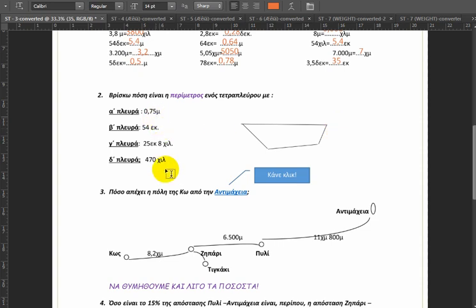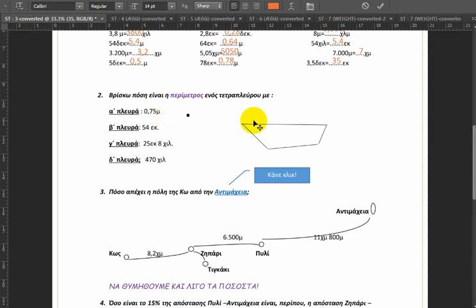Next one wants me to find the perimeter of this shape, so basically I just need to add all its sides here. So I need to do 0.75 meters plus 54 centimeters plus 25 centimeters and 8 millimeters plus 470 millimeters. The smallest unit of measurement here is millimeters, so I'm going to turn all of these into millimeters and add them.